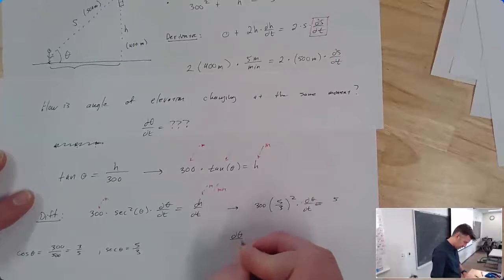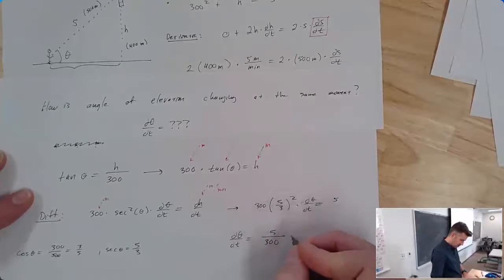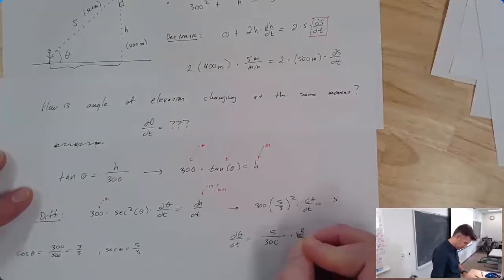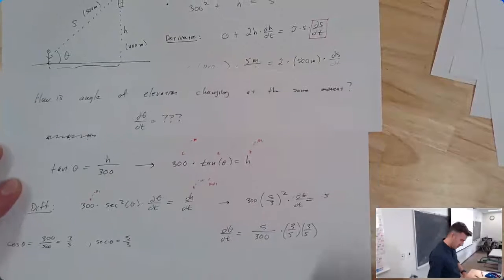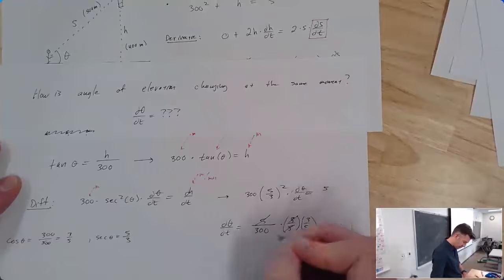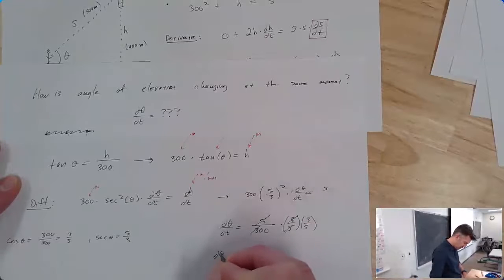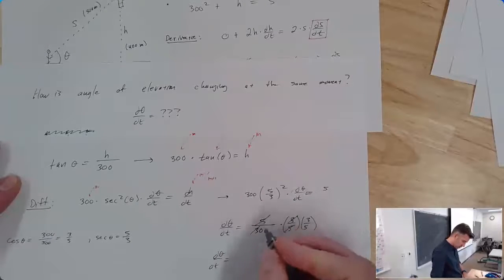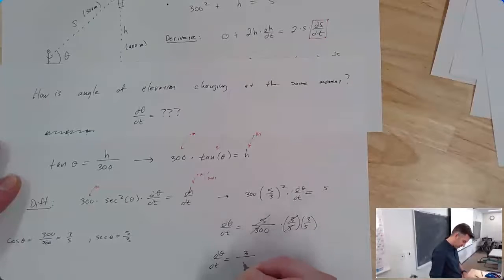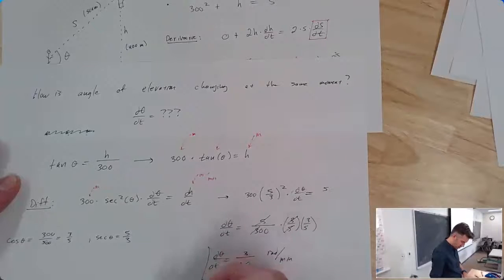So dθ/dt is going to equal 5 divided by 300. Instead of dividing by 5/3 squared, let's multiply by 3/5 squared, which I wrote out just to make it easier to cancel some stuff. You cancel a 5, you cancel a 3. So I'm left with dθ/dt equal to 3 over 500, which I guess I could simplify even. No, I can't. That's fine. 3 over 500 radians per minute.